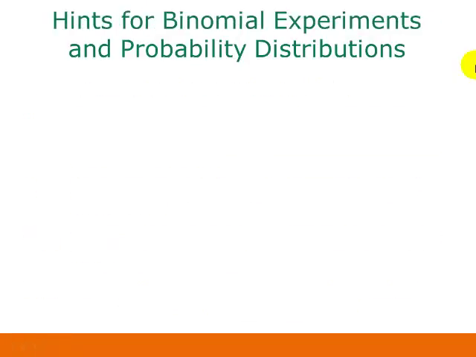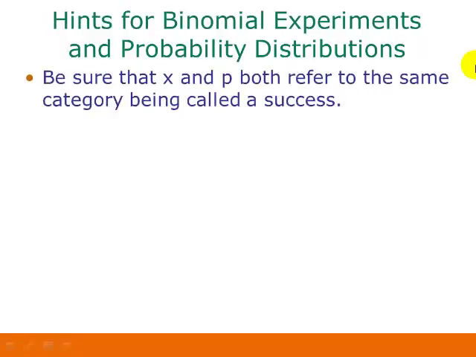Now, some hints for binomial experiments and probability distributions. First of all, be sure that the x and the small p both refer to the same category, which we're calling a success. So if you decide which of the 2 outcomes you're going to call a success, then that needs to be what the x values stand for, how many successes there were, so how many of that particular outcome there were in the n trials, and the small p needs to be the probability of that particular outcome.